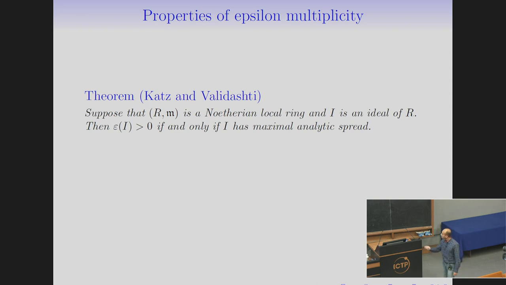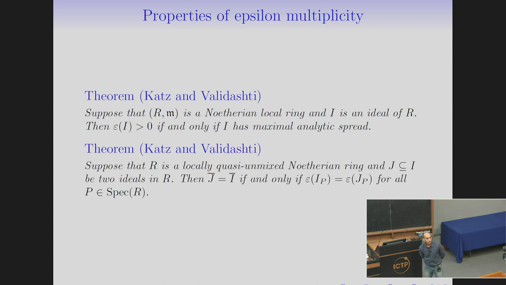The next property is basically one of the motivations for defining this multiplicity. It gives a generalization of Rees' criterion for detecting integral dependence of ideals. Rees' theorem says that for a suitably nice ring R, if you have two M-primary ideals, one contained inside the other, their integral closures are the same if and only if their Hilbert-Samuel multiplicities coincide. This new invariant gives a generalization of that statement.